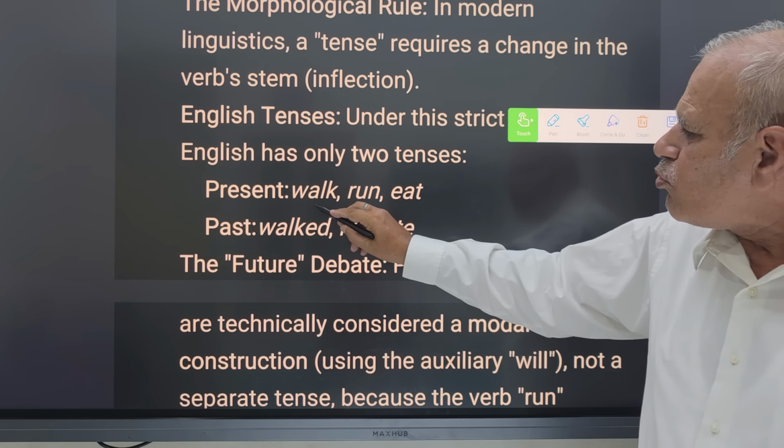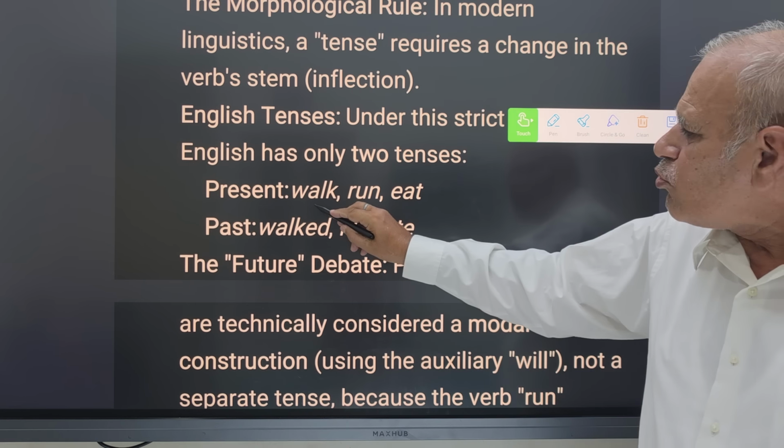If teachers tell that there are three tenses, then my question to them is that verb tense is a grammatical form and the verb can change only in two forms. Here what you have seen, as I have already told you, run to ran, eat to ate, and we need not use any other word. If we use will or shall, then this is not inflection, this is not tense, this is the use of auxiliary verbs. Now, what is then the conflict?